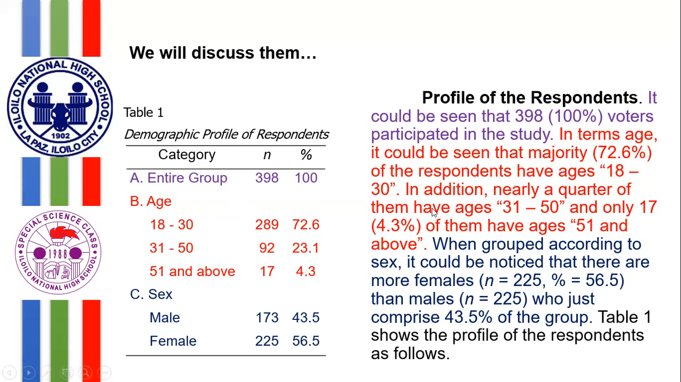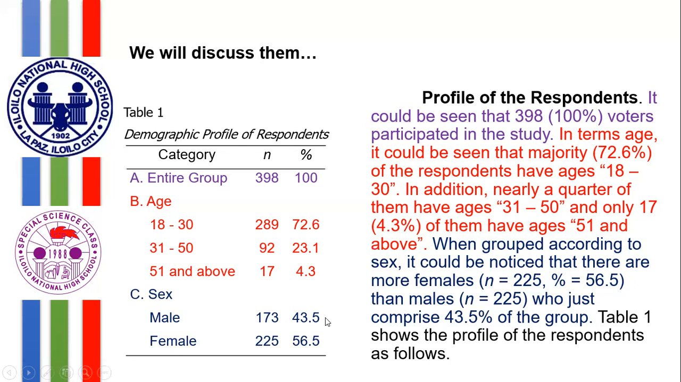that's on the table. For sex, this is my discussion here. When grouped according to sex, it could be noticed that there are more females, n equals 225, percent 56.5, than males, n equals 225, who just comprise 43.5% of the group.